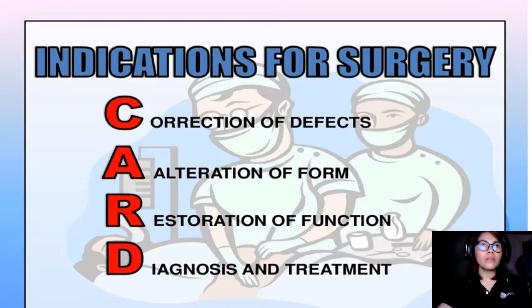Okay, so there are indications for surgery, and we have the CARD acronym. C stands for correction of defects. Letter A, alteration of form. Letter R, restoration of function. And letter D, diagnosis and treatment. So those are your indications for surgery. And please remember the CARD acronym for this one.